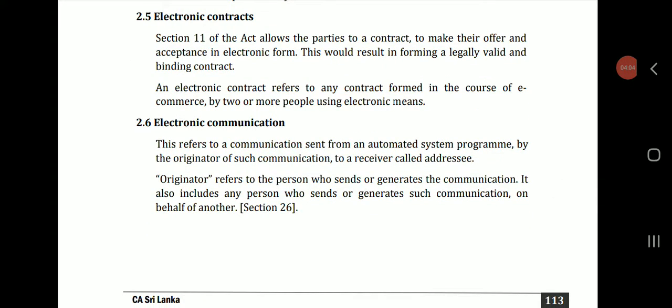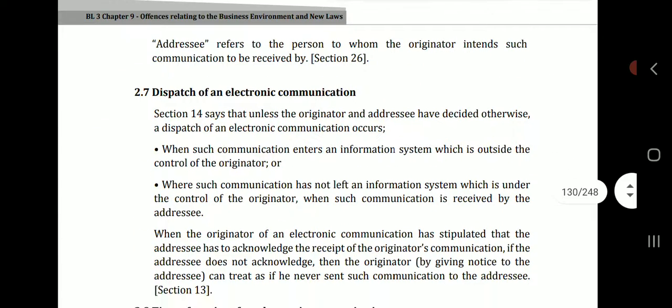Electronic communications. This refers to communication sent to an automated system or program of the originator, by such communication to be received by an addressee. The originator refers to the person who sends or generates the communication, and also includes any person who generates such communication on behalf of another. Electronic communication means things that you send as a message, a video clip, or a voice recording. In this Act, the originator means the sender, the person who starts the communication, and the person who receives the message is known as the addressee.